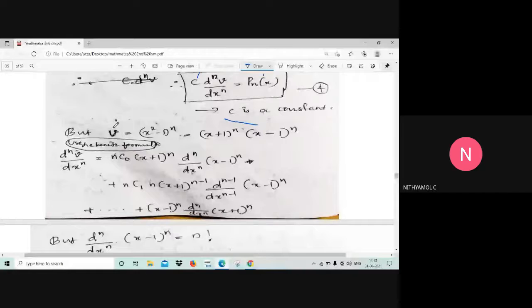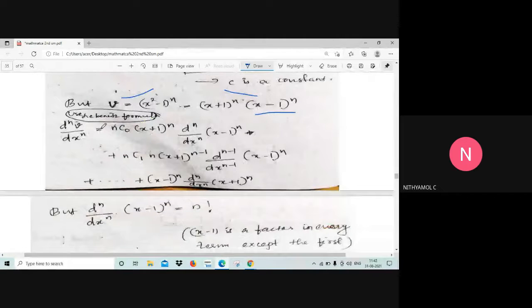For that, v is equal to x square minus 1 raised to n. We can write it as x plus 1 raised to n into x minus 1 raised to n. Using Leibniz's formula here, d^n v by dx^n equal to nC0 x plus 1 raised to n into d^n by dx^n of x minus 1 raised to n plus nC1 x plus 1 raised to n minus 1 into d^(n-1) by dx^(n-1) of x minus 1 raised to n plus etc. Okay, we got several terms by using this Leibniz formula, but the first term, d^n by dx^n of x minus 1 raised to n, that is n factorial.